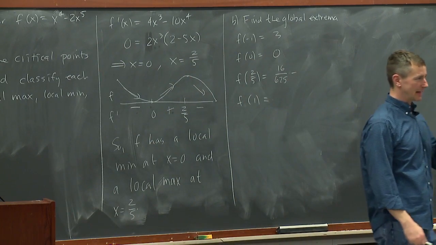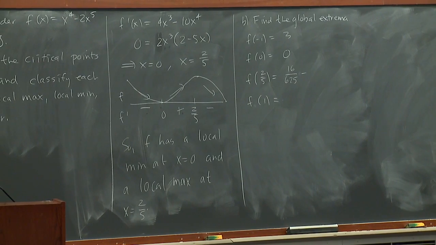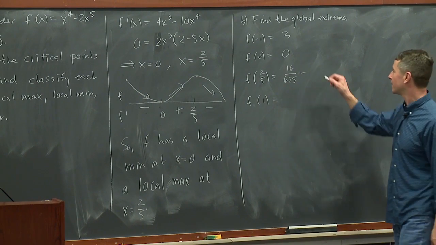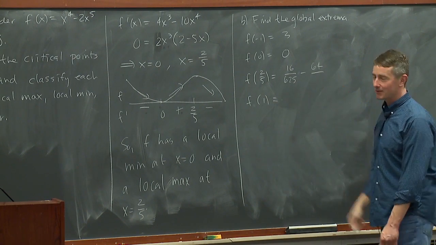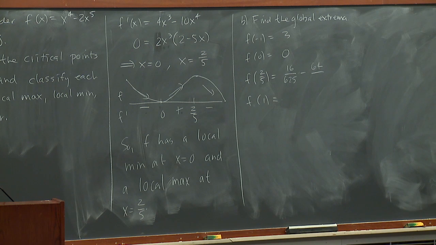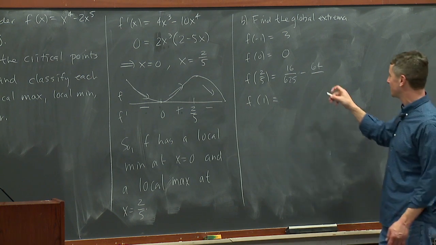So I'm going to get 2 times 2 to the 5th: 2, 4, 8, 16, 32, 64. And on the bottom, I'm going to get 5 to the 5th: 5, 25, 125, 625, 3125.